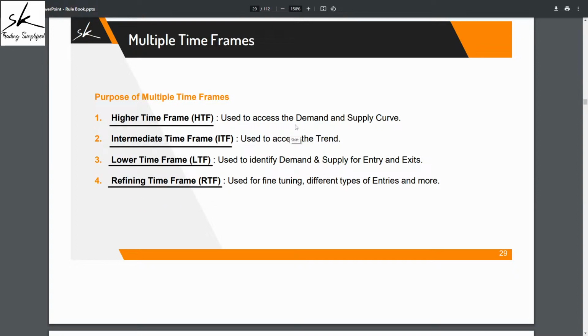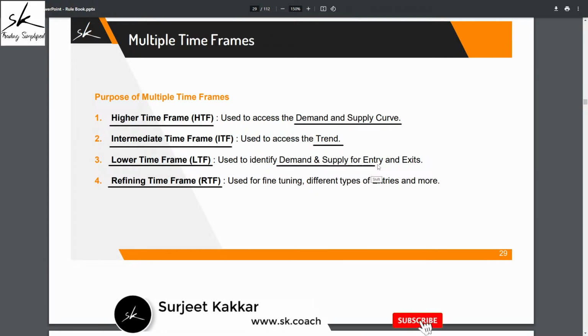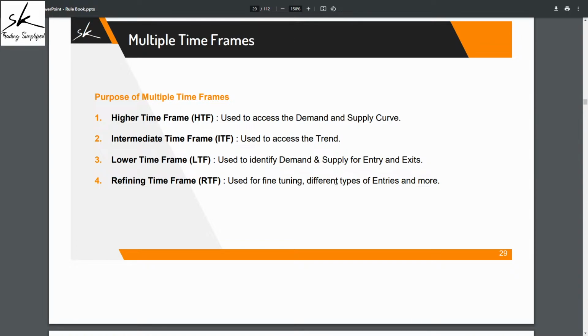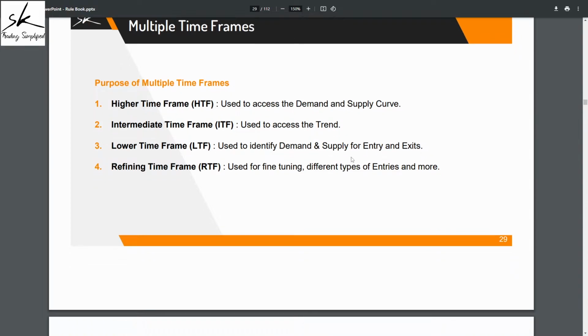Higher time frame is used for demand supply curve analysis, intermediate is used for trend analysis, lower time frame is the time frame where we identify the areas of demand and supply for our entries and exits, and the refining time frame can be used for multiple purposes like fine tuning the zone, different kinds of entries like your type 2, type 3 entries, or in case we need to apply some additional rules, that is also where this time frame can help us.